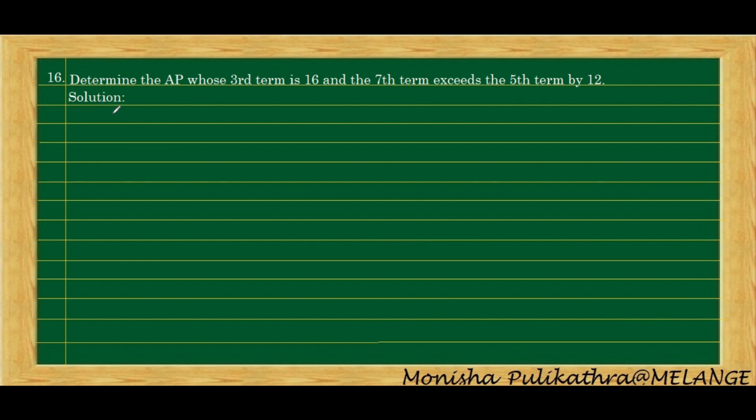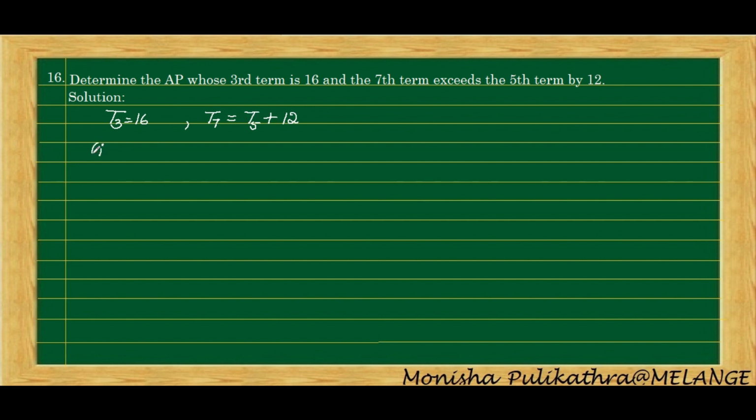So here the question given is, the third term is 16 and the seventh term exceeds the fifth term by 12. That is, the seventh term is T7. Exceeds means, I already told you, exceeds means it increases. Increases means plus symbol. So it increases the fifth term. The seventh term exceeds the fifth term by 12. So after getting two equations, we need to solve them by using the Tn formula.